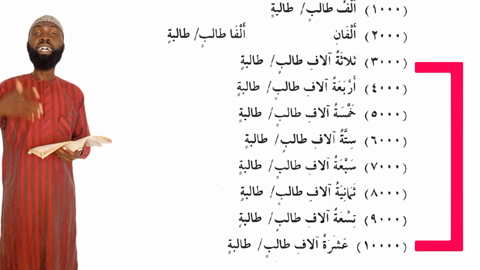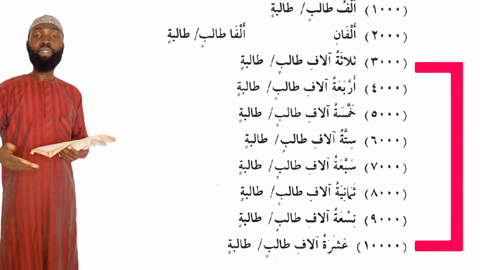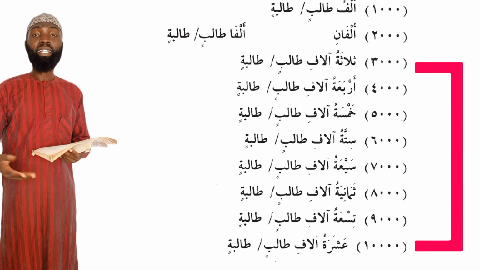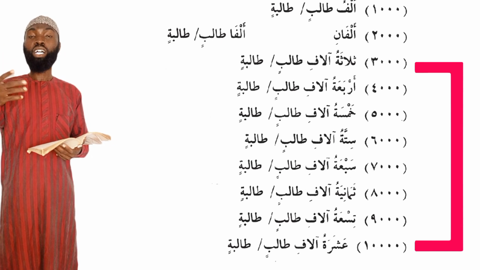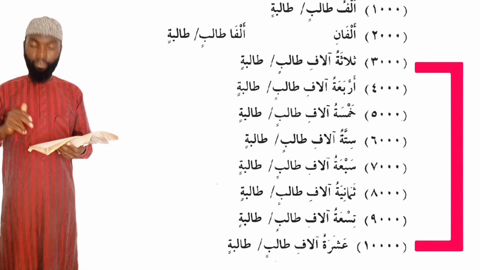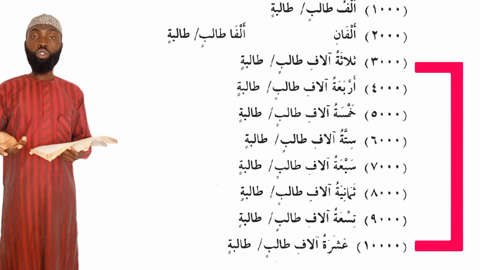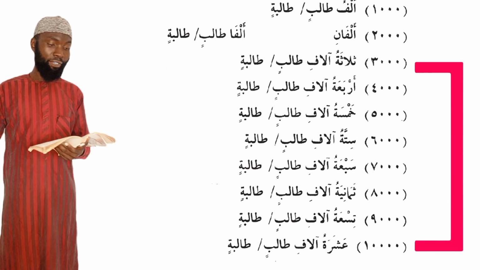So 5,000, khamsatu alafin. 6,000, sittatu alafin. 7,000, sab'atu alafin. Thamaniyatu alafin. Tis'atu alafin. MashaAllah. So if you have 10,000, it will be asharatu alafin. You're going to use the same asharatu alafin.